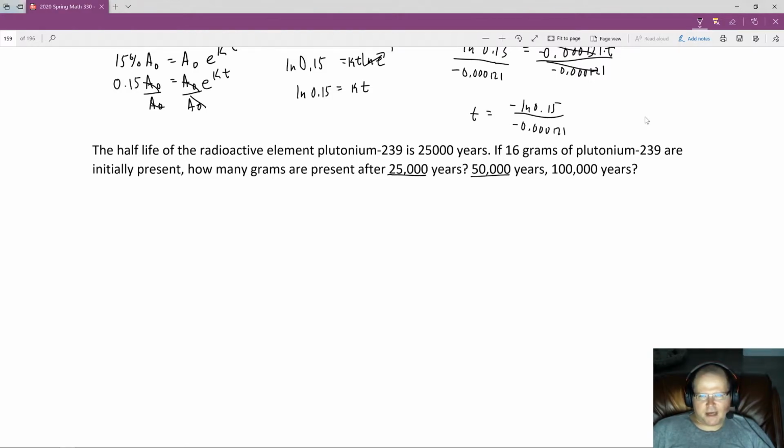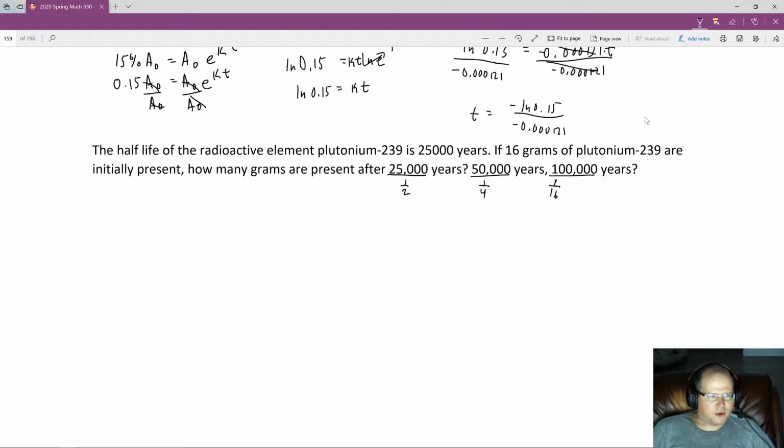Every 25,000 years, the amount is going to be halved. So after 25,000 years, you're going to have half. And after 50,000 years, you're going to have half of a half, which is 1/4. And after 100,000 years, you're going to have 4 times, right? So it's not going to be 1/8. It's going to actually be 1/16. So let's actually see how the math works out.